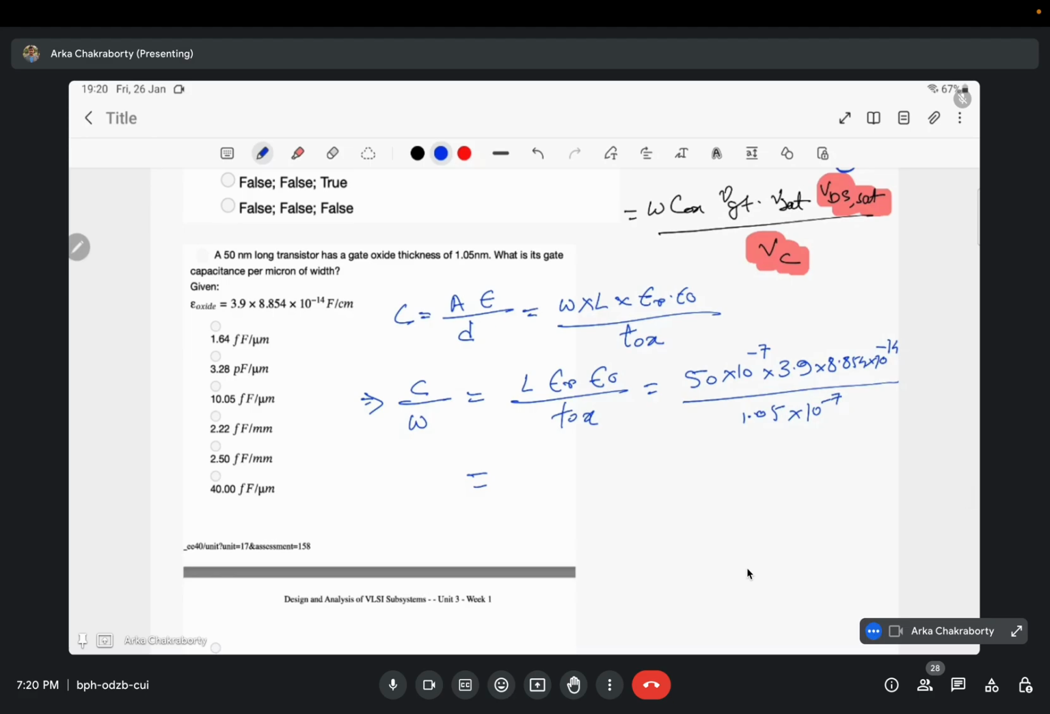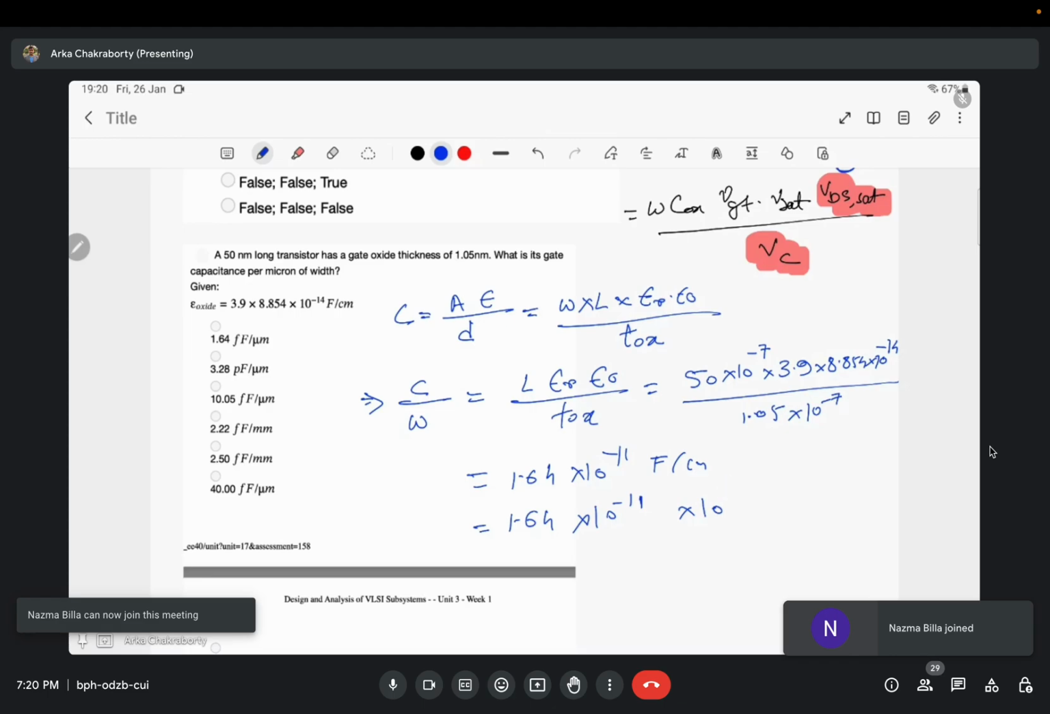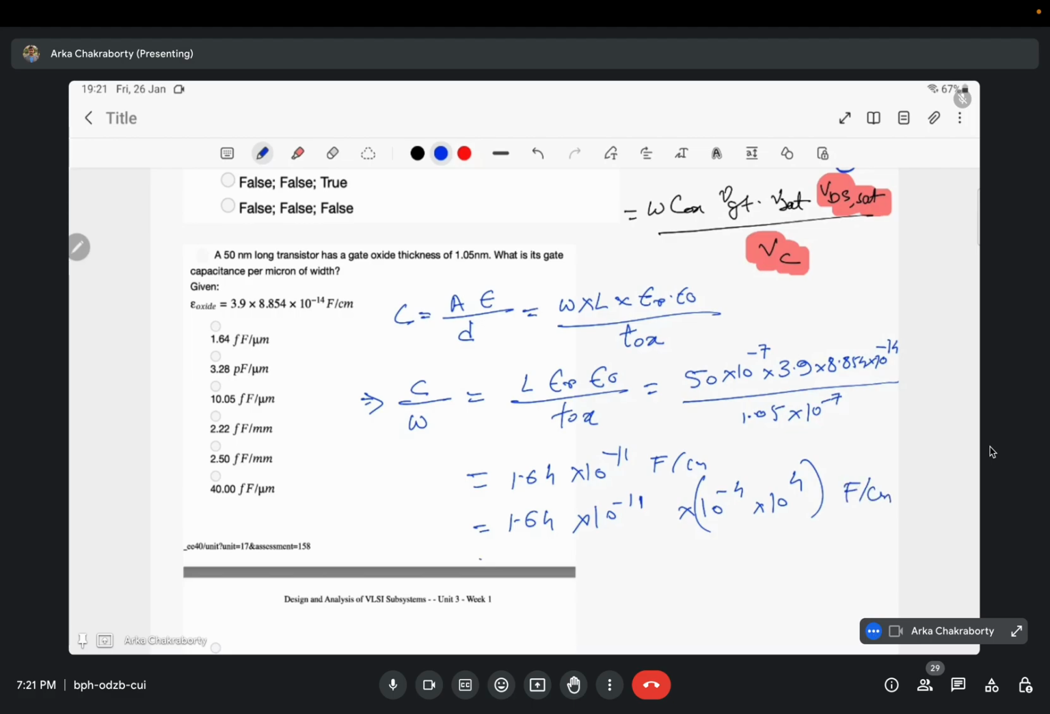You will get the value as 1.64 into 10 to the power minus 11 farad per centimeter. Now the value is to be given in femtofarad per micrometer. So if I convert it, 10 to the power minus 11, let me add 10 to the power plus 4, this is basically farad per centimeter, and this will become 10 to the power minus 15, that is femto.